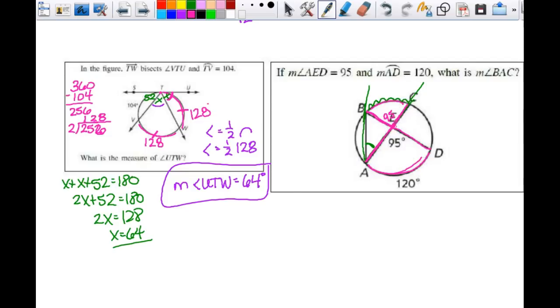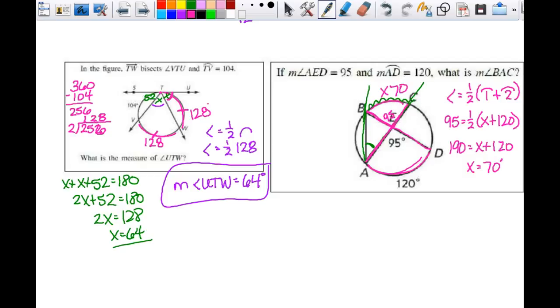And if the vertex is inside the circle, then the measure of the angle is equal to half of arc 1 plus arc 2. So we'll just call this x, so we have something to call it. I know the angle, it's 95. It's equal to half of this arc, which is x, plus this arc, which is 120. I could distribute the 1/2. I'd rather multiply both sides by 2. So when I multiply both sides by 2, I get 190 is equal to x plus 120. So x is equal to 70.